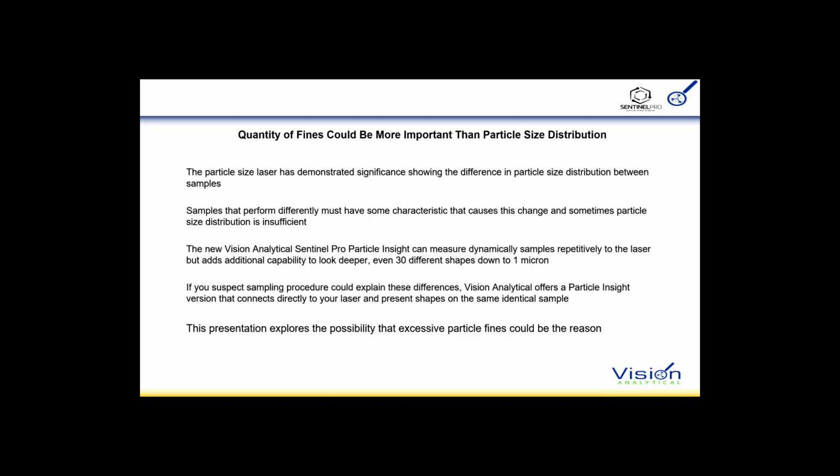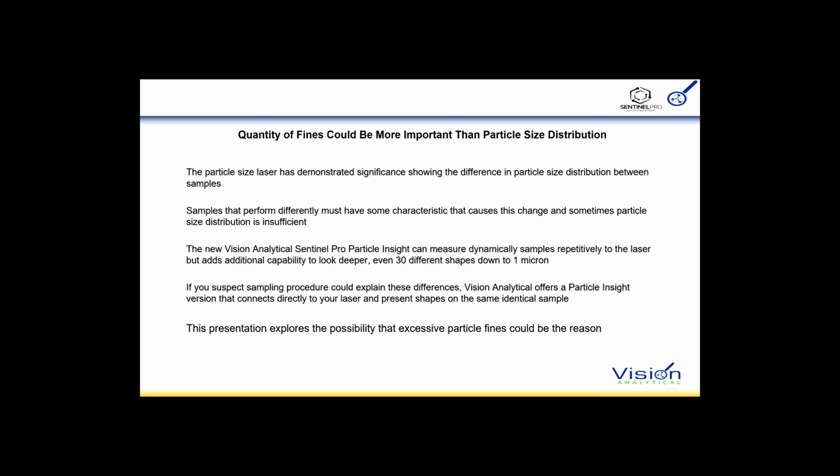Using the Sentinel Pro that connects to your Malvern laser can help solve sample preparation issues. You could be using a concentration that's too high for the Malvern to get repeatable results, but you can see that if you capture images and have multiple particles in the images. That represents that the concentration is too high. The Sentinel Pro Shape Module connected directly to your laser extends the laser's capability to consider size and shape on the same exact sample. It removes sample preparation as being an issue.